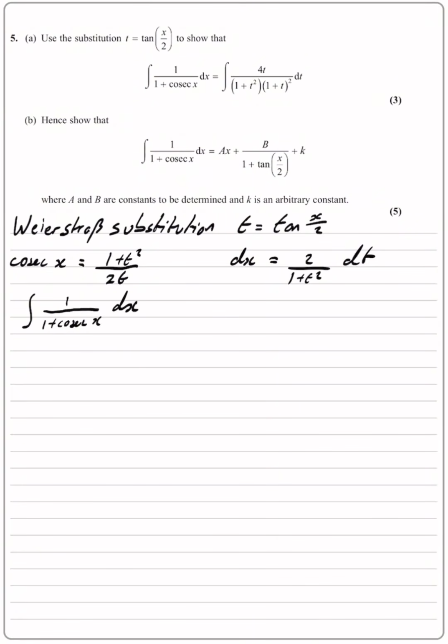Happened to Weierstrass. Anyway, we know that if t equals tan x over 2, cosec is going to be 1 plus t squared over 2t, and dx will be equal to 2 over 1 plus t squared dt. Those are given when we use the Weierstrass substitution. So our integral, instead of cosec, we'll have 1 plus t squared over 2t in there, and we'll times it by 2 over 1 plus t squared dt. And this question just becomes a challenge of rearranging the product of those two fractions in a sensible way.